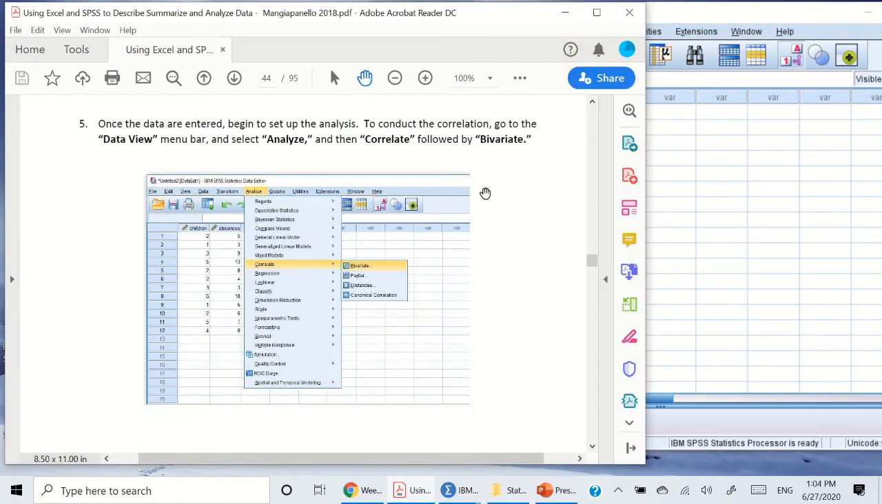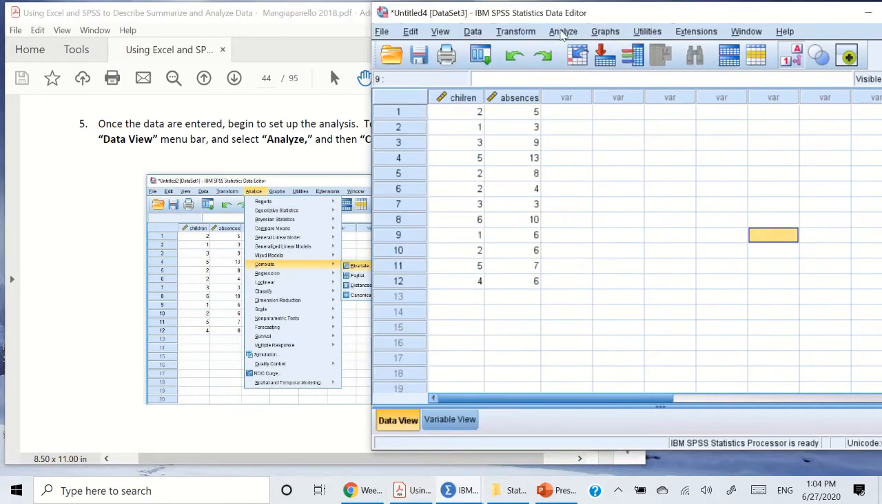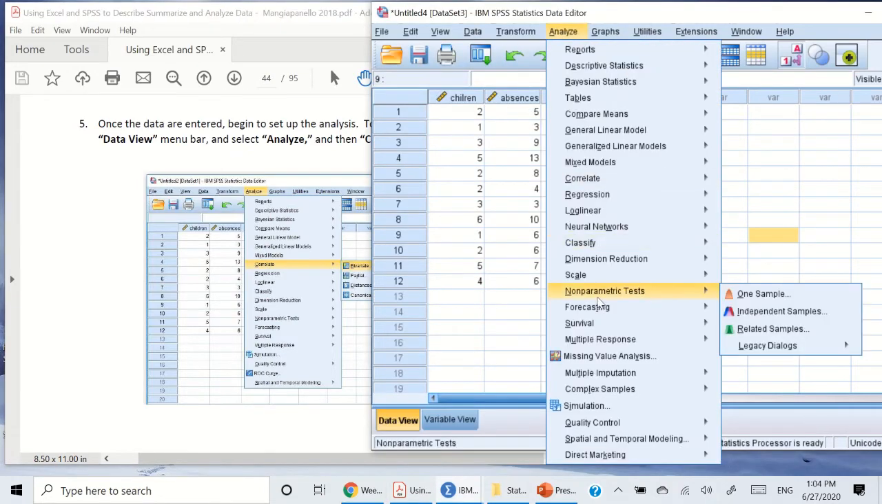Okay, to conduct the correlation, go to the data view, Analyze, Correlate, Bivariate. Okay, Analyze, Correlate. Where is Correlate?